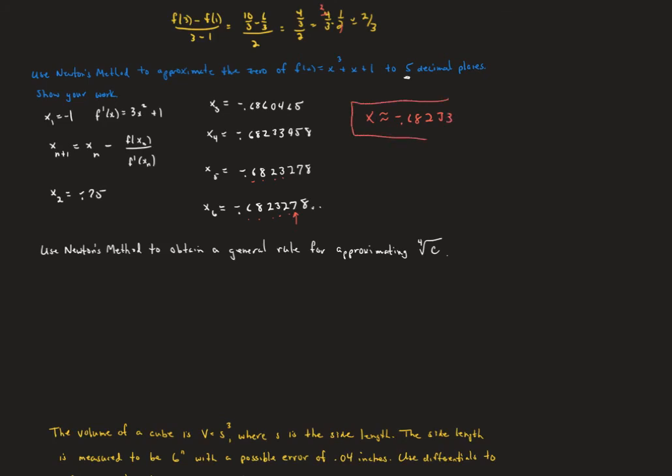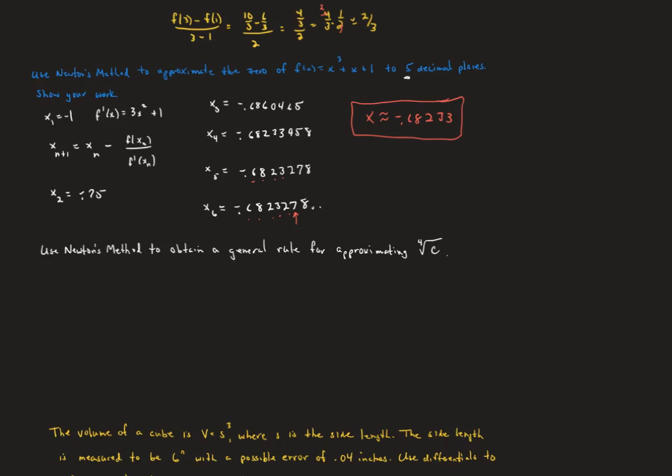So there we have it, to 5 decimal places. All right. Now, the next question is trying to see if you can do this without using your calculator, just to get the concept behind it. So we want to use Newton's method just to get a general rule for approximating the 4th root of c.